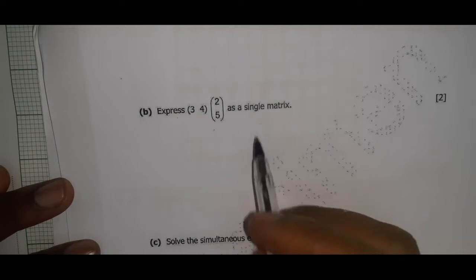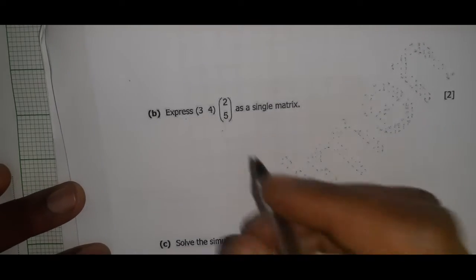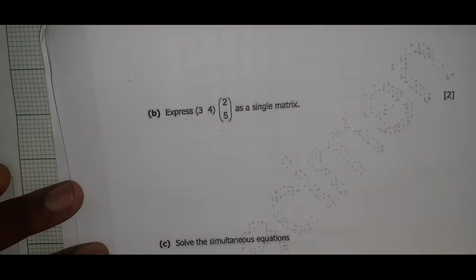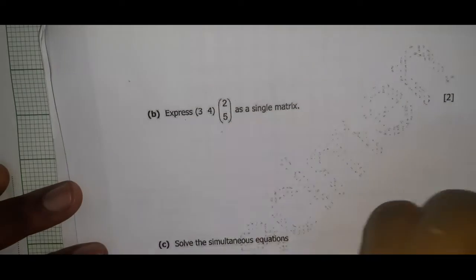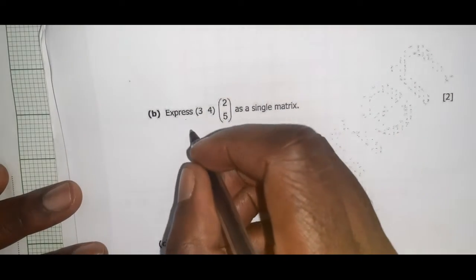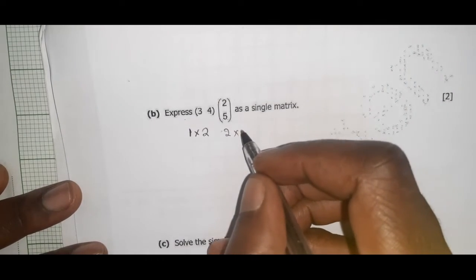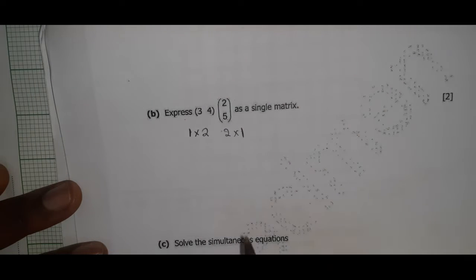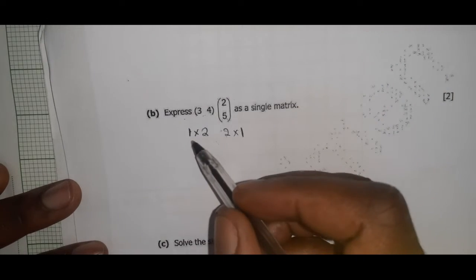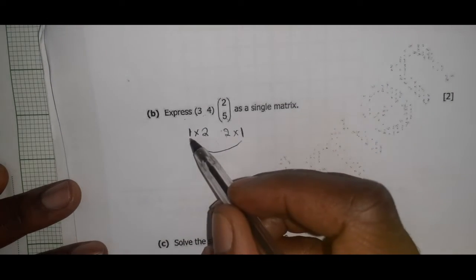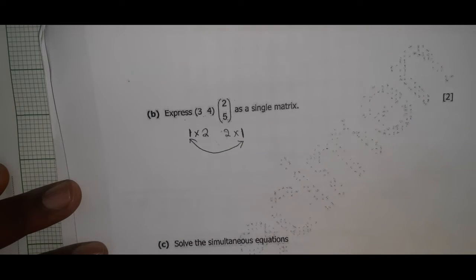We have this simple matrix product here, to be expressed as a single matrix. You know that with matrices, we multiply row by column. If you want to guide yourself, we can ask what is the order of this one? It is 1 by 2. What is the order of this other one? It's 2 by 1. Two matrices can be multiplied if the number of columns in the first matrix is equal to the number of rows in the second matrix. The order of your answer is going to be a 1 by 1 matrix.